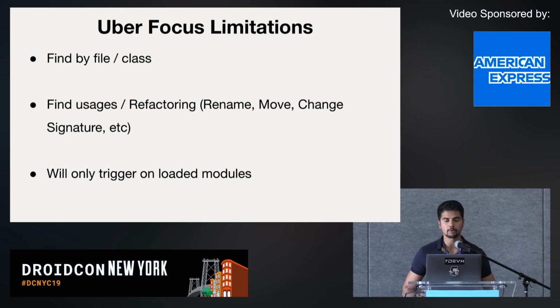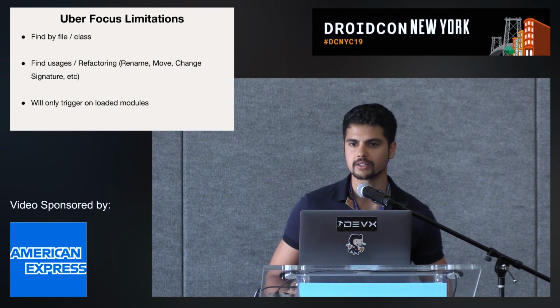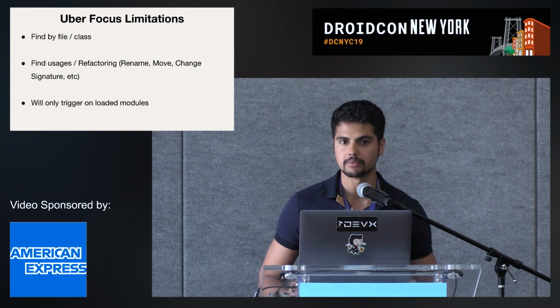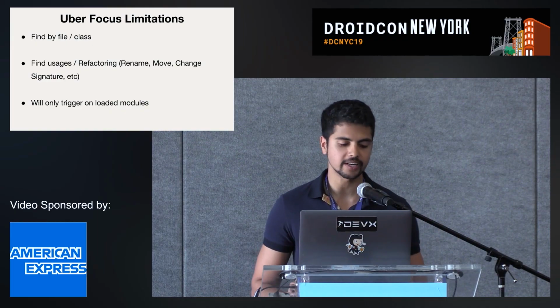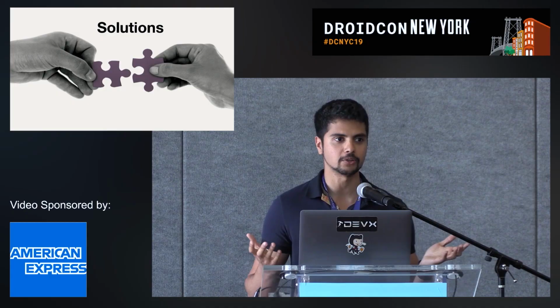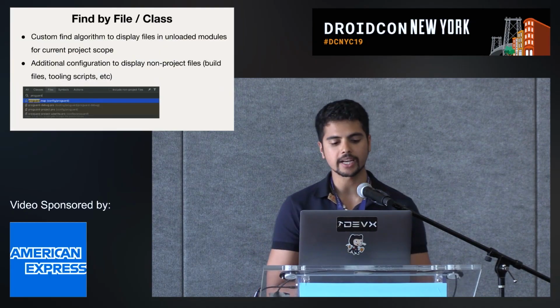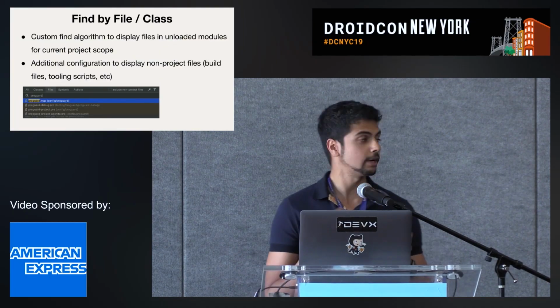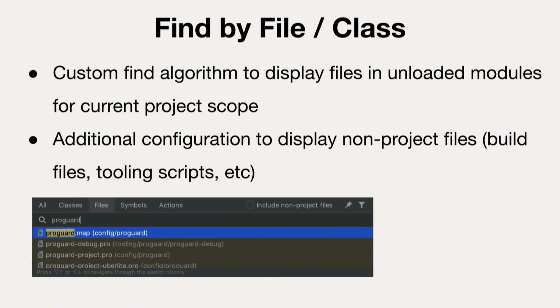At this point, you might be asking, so then what is the benefit? I get the speed, but I lose all the features that IntelliJ provides. So don't worry, we have solutions to solve those as well. First off, looking at find by file or find by class, because IntelliJ is highly customizable and open source, we can add our own algorithm to provide the files that should be available for a user when they want to search or go to a specific class.